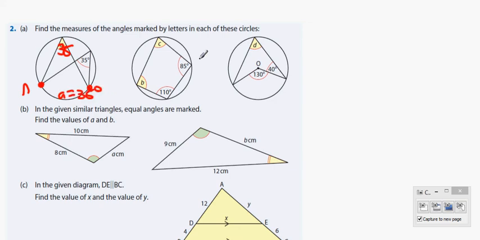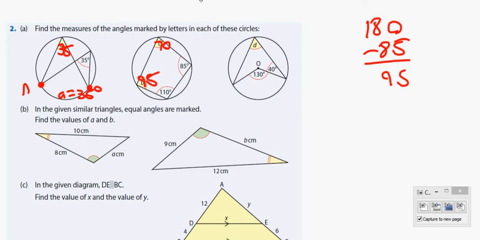Okay, the next one is C, which is opposite the 110. And remember, when we add these two angles together, we need to get 180. So basically, C is going to be 70 degrees. And this one here, when you add 85 plus B, 85 plus B is going to be 180 minus 85, and what we get there is going to be 95. So 95 degrees for B.